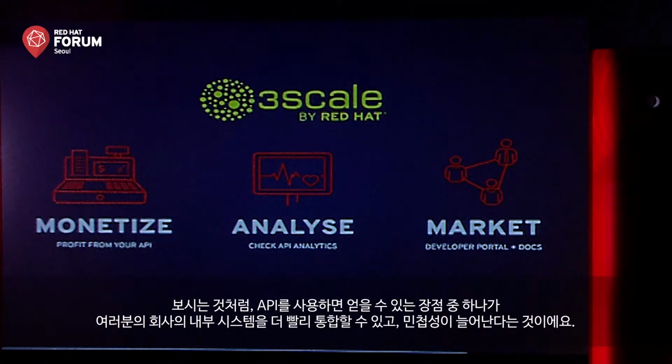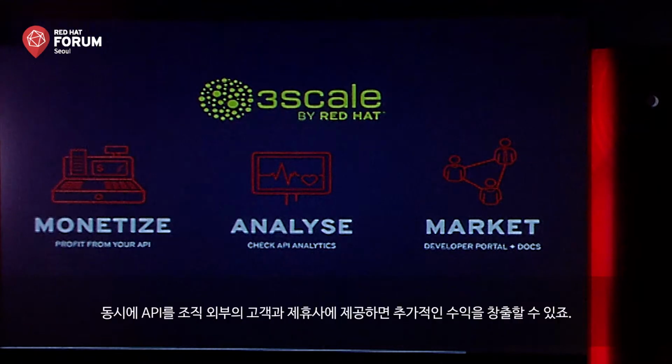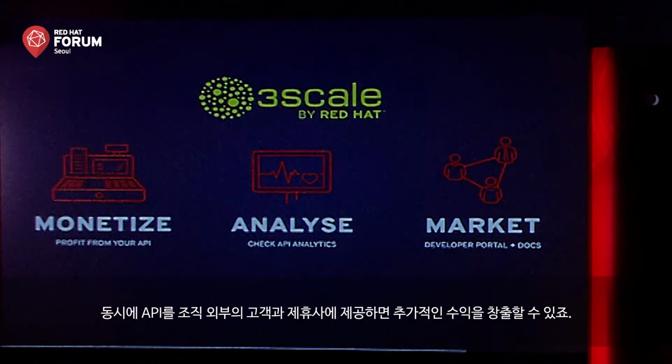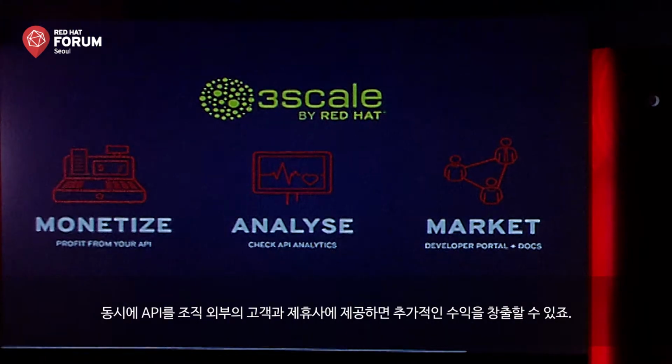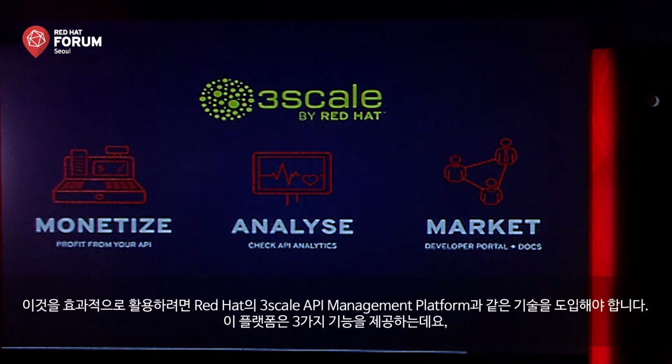So, as you can see, when you use APIs, one of the benefits that you get is that you're able to integrate your internal systems much faster, and hence you get greater agility. Now, at the same time, when you expose your APIs outside of your organization to your customers and partners, there's a great potential of generating additional revenue. Now, to do this effectively, you obviously need to leverage technology, such as Red Hat's 3scale API management platform.